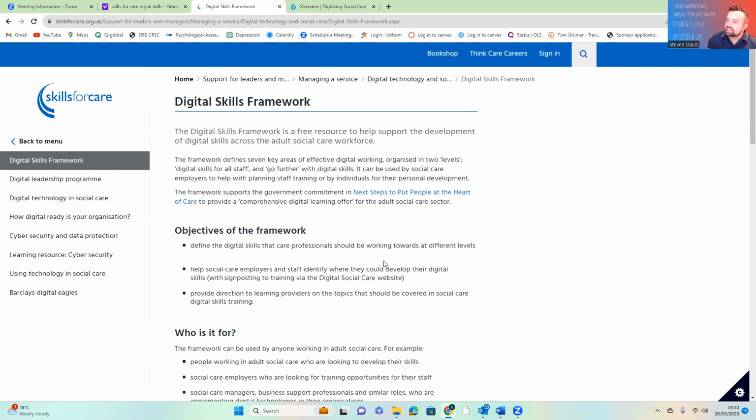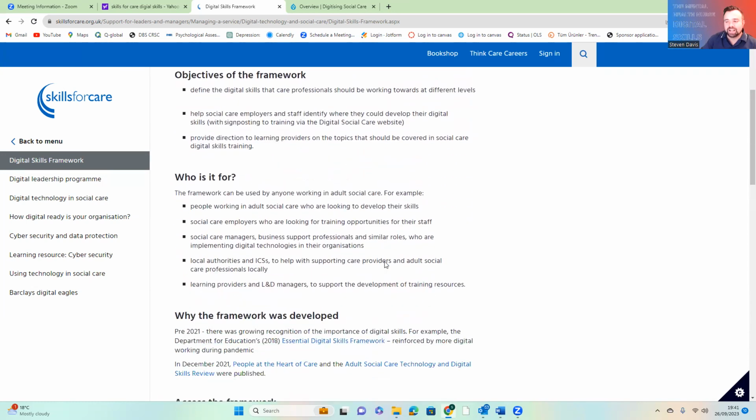But here, under the digital framework, it's looking at putting people at the heart of care and looking at how digital skills can improve their staff. So it's got objectives for the framework. So that's to define what digital skills are and how healthcare professionals can use them, help social care employees and staff to identify how they can develop themselves, and then provide direction to learning providers on the topics that they can cover.